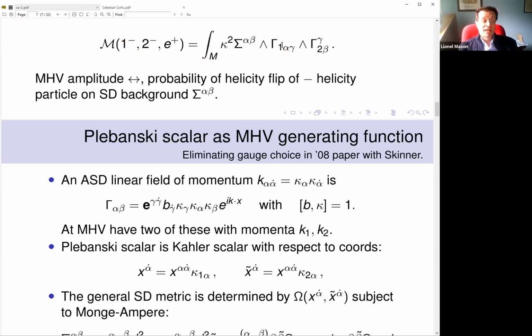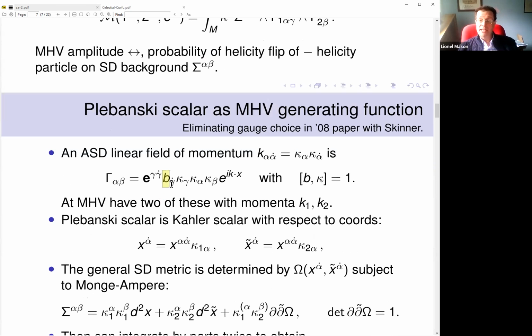So skating on through rather fast, this was the formula that David and I were using 13 or 14 years ago. And we had a little bit of a problem with it because when you put your momentum eigenstates in there, because it's a connection form, it has a bit of gauge freedom left in it. And so all of our formulae back then had some gauge freedom left in it.